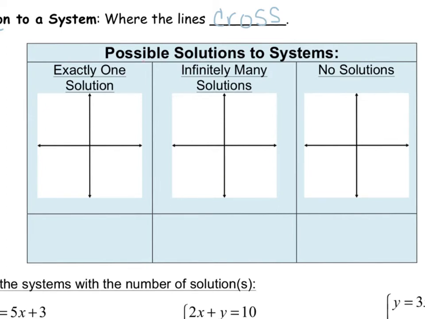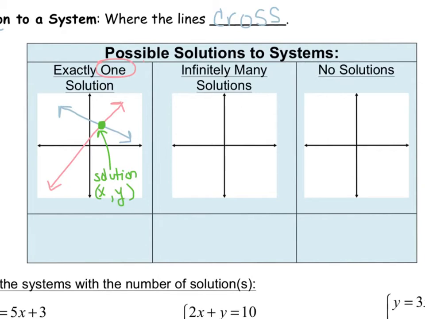They can cross one time. This is what it looks like if two lines cross once. Here's one line, the pink line. Here's a blue line. Where they intersect, so the solution is right there, that green dot. That is your solution. It comes in the form of an ordered pair, x, comma, y.